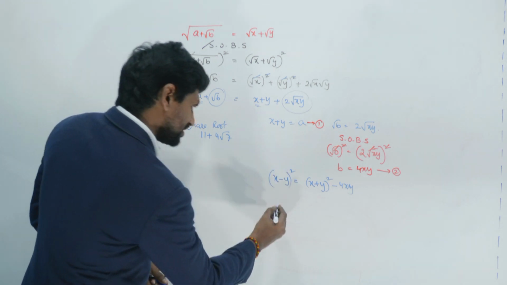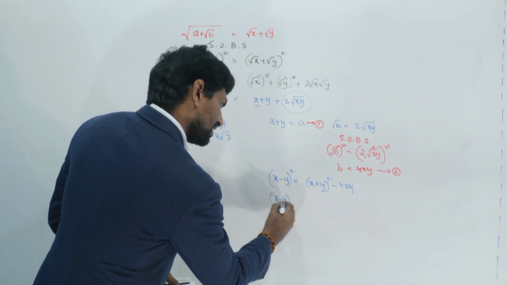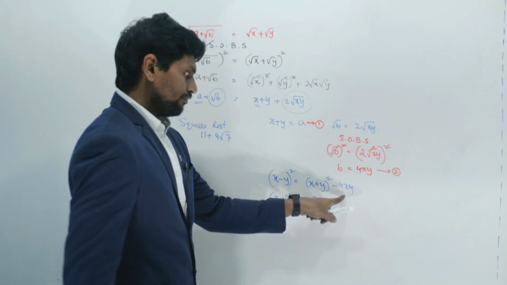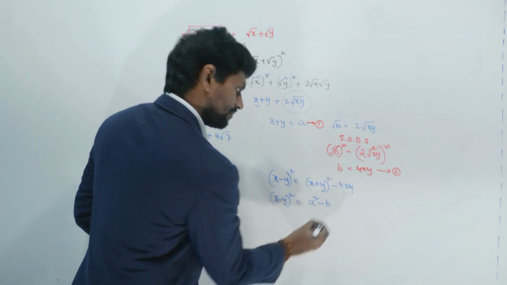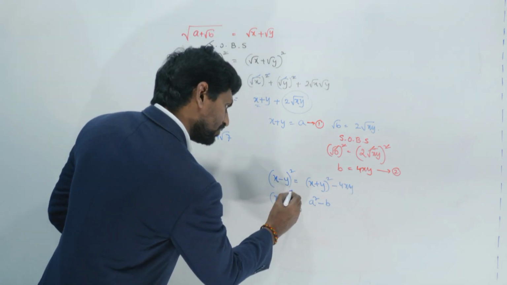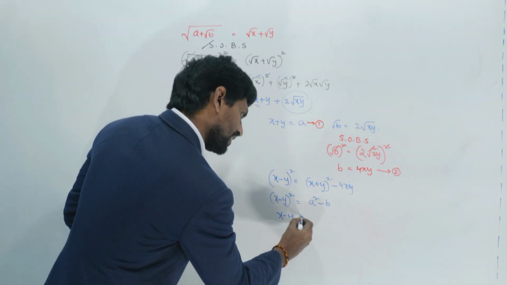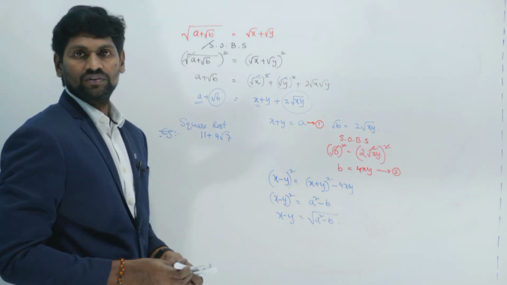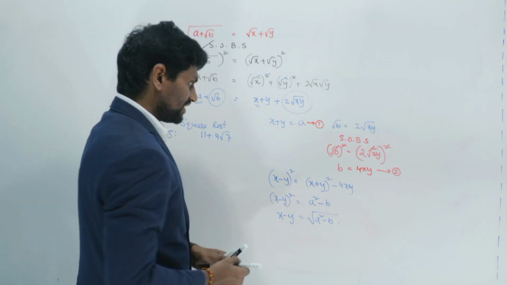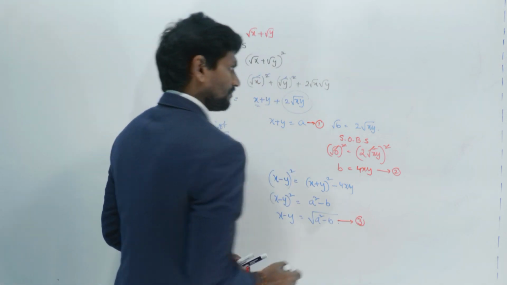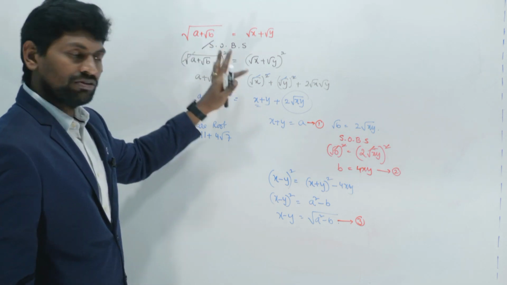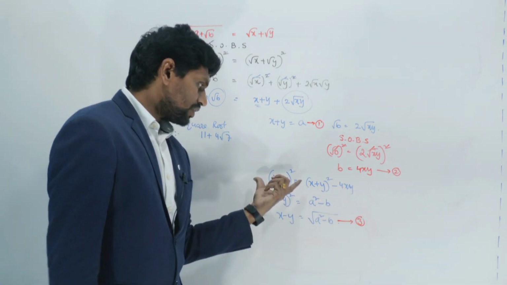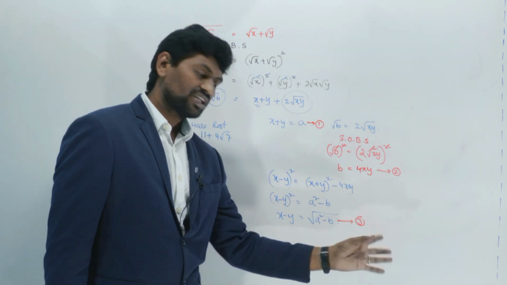So from this we can write that x minus y whole square equals x plus y whole square, whose value is a square, minus 4xy, whose value is nothing but b. From this, the square transposes to the other side and becomes root. So x minus y value equals root over a square minus b. Let us take this as equation 3. Okay children, until then: squaring on both sides I found equation 1. Squaring on both sides again I found equation 2. Here I used one of the algebraic identities, and from this I got equation 3.